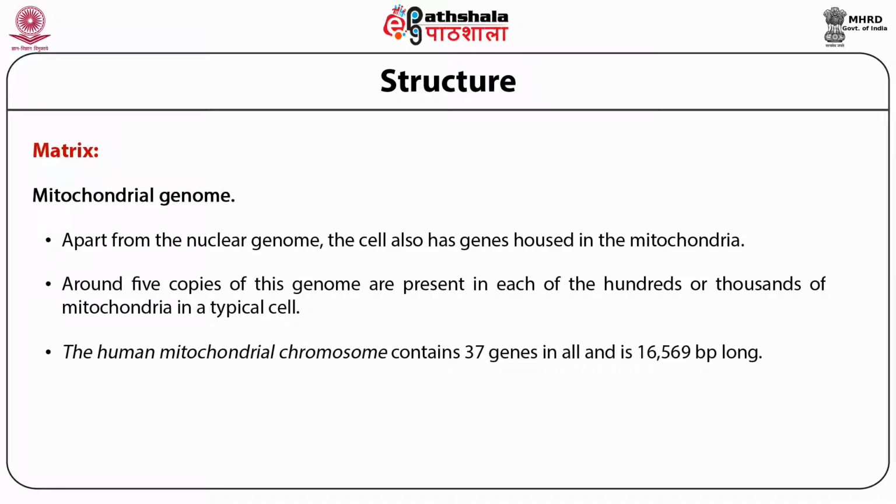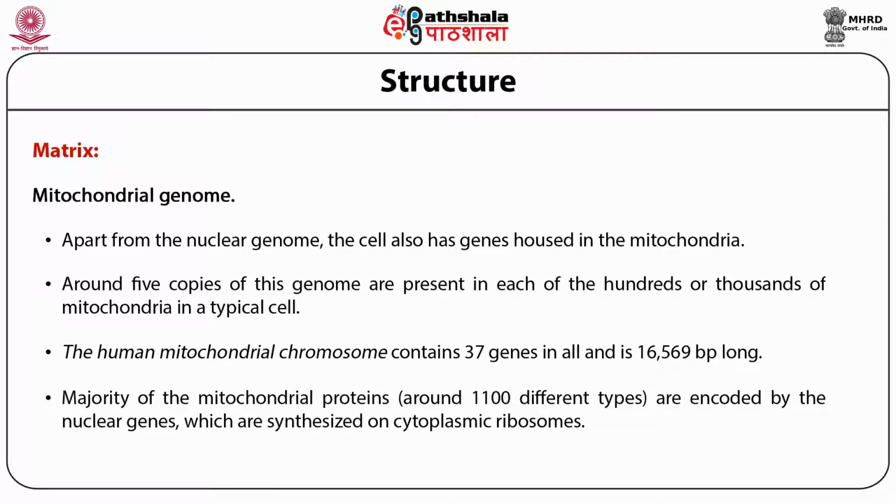The human mitochondrial chromosome contains 37 genes in all and is 16.5 kb or kilobases long. Various subunits of proteins of the respiratory chain are encoded by 13 of these genes. The remaining genes code for ribosomal RNA and transfer RNA molecules. These are used for protein synthesis in the mitochondrial matrix.